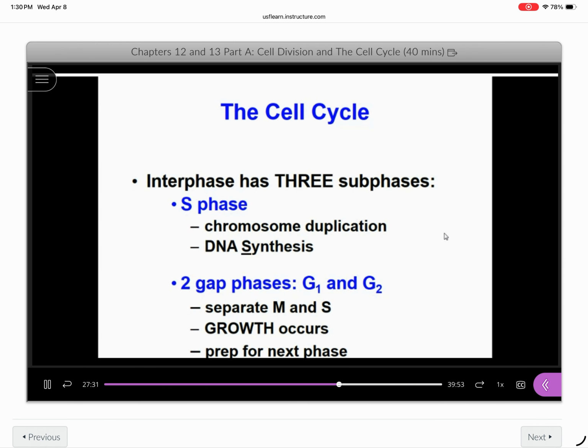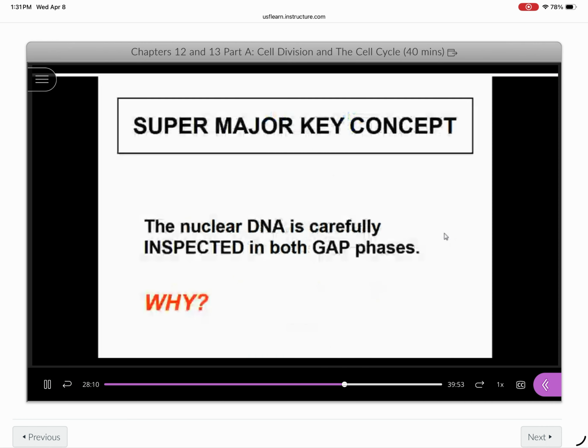Growth of the cell will occur during the gap phases. Another thing that happens is the cell will prepare for the upcoming phase. So in gap 1, the cell gets ready for DNA replication. In gap 2, the cell gets ready for cell division. It gets all its ducks in a row, so to speak. So we're always preparing for the next phase in the previous one.